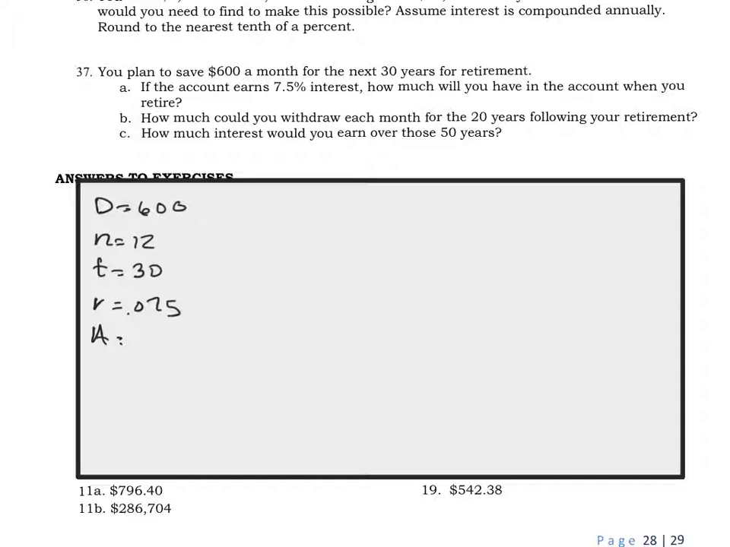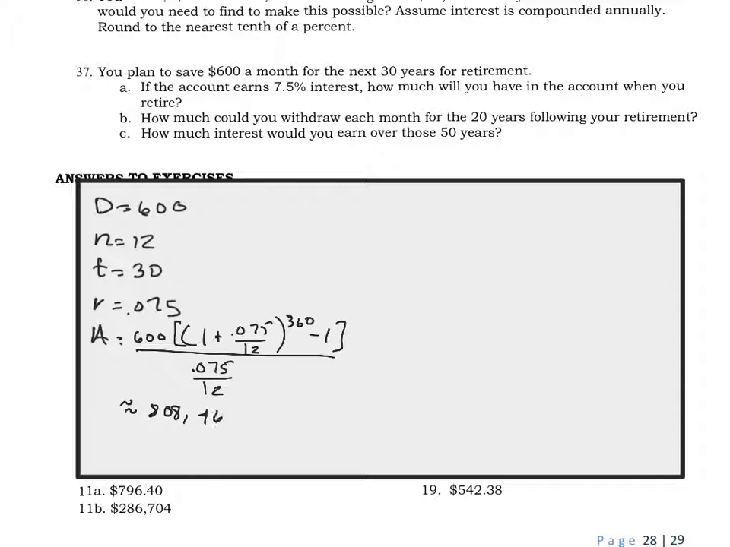So let's use our savings annuity formula and just write this down real quickly. Alright, so when I type this in my calculator, I will get $808,467.25. Alright, so that's the answer to A.